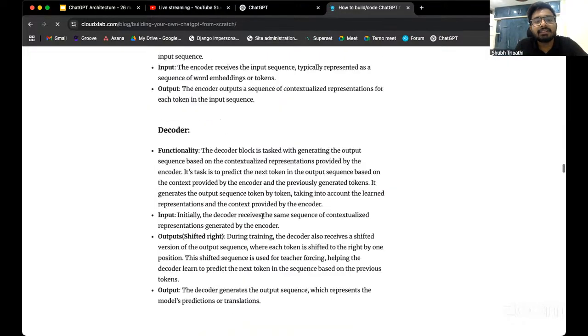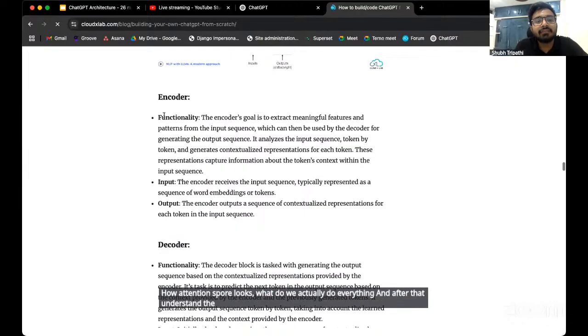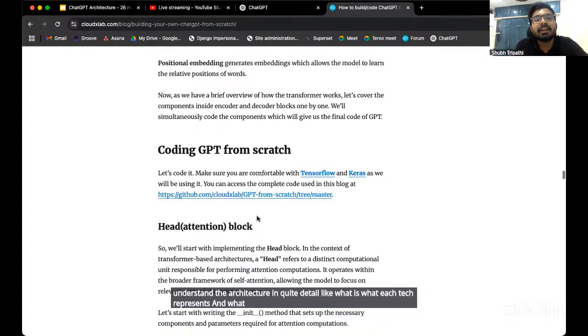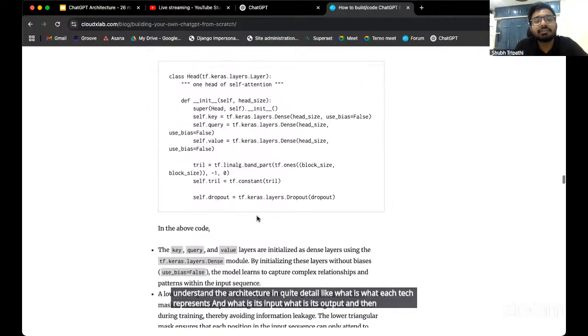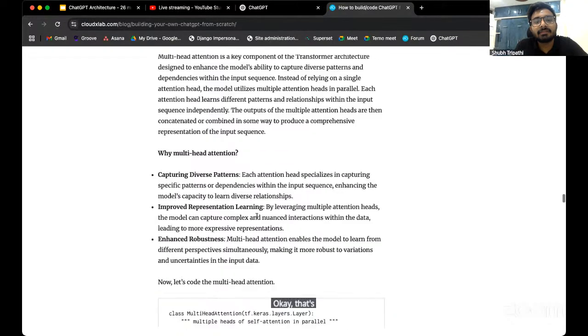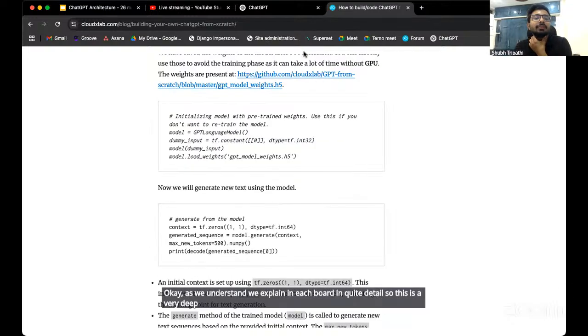After that we understand the architecture in quite some detail, like what each stack represents, what its input is, and what its output is. Then we also code it from scratch using TensorFlow and Keras. We explain each piece of code in quite some detail. So this is a very deep dive, which I would recommend everyone to go through. So yeah, that's all for now.